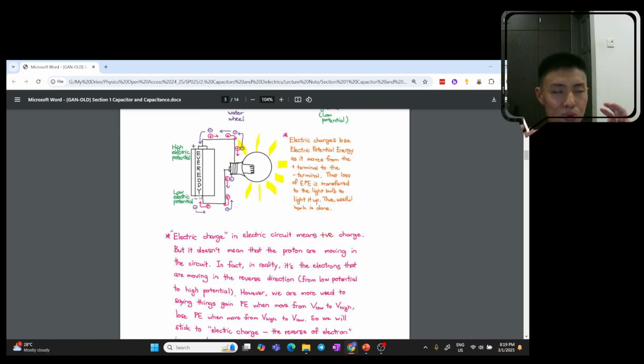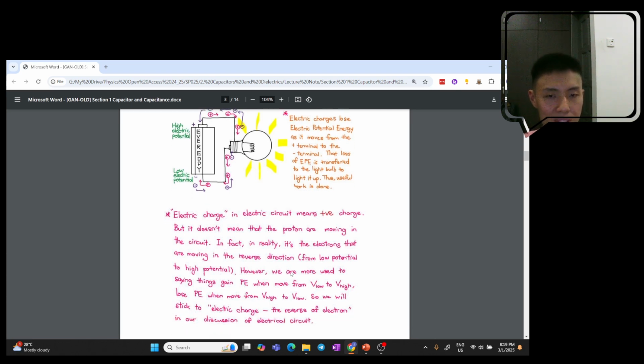It's not really intuitive. It's counterintuitive to know that an electron, when it falls from high to low, is actually gaining energy. It's a bit counter to our usual logical thinking. That's why it's not very friendly to talk about things in terms of electrons, because it's not behaving the way that we usually think things behave.